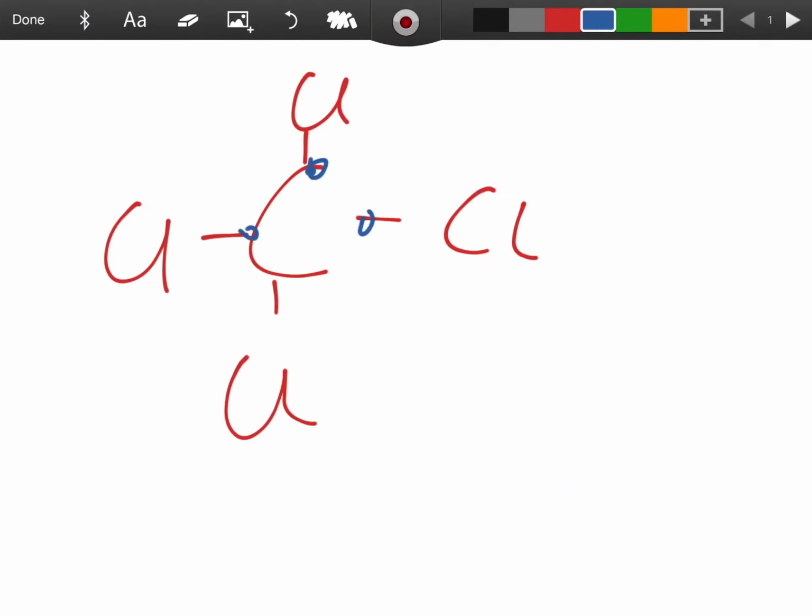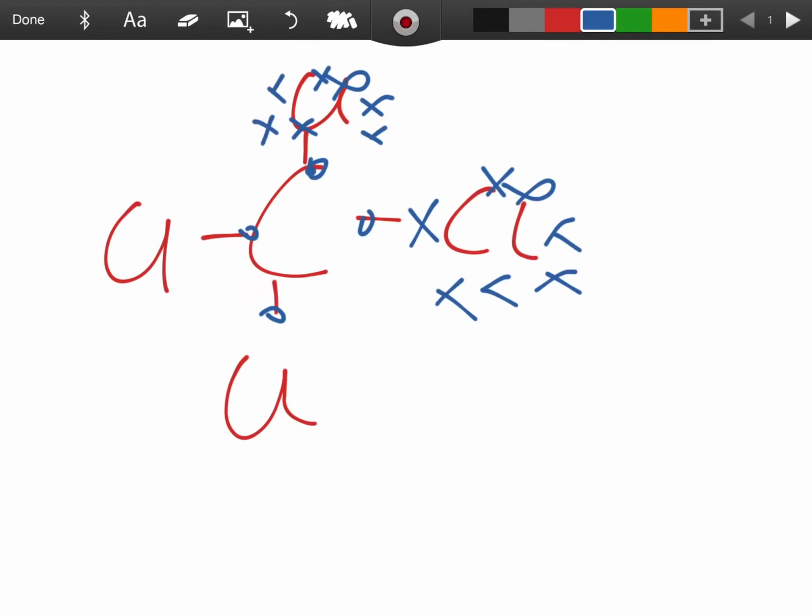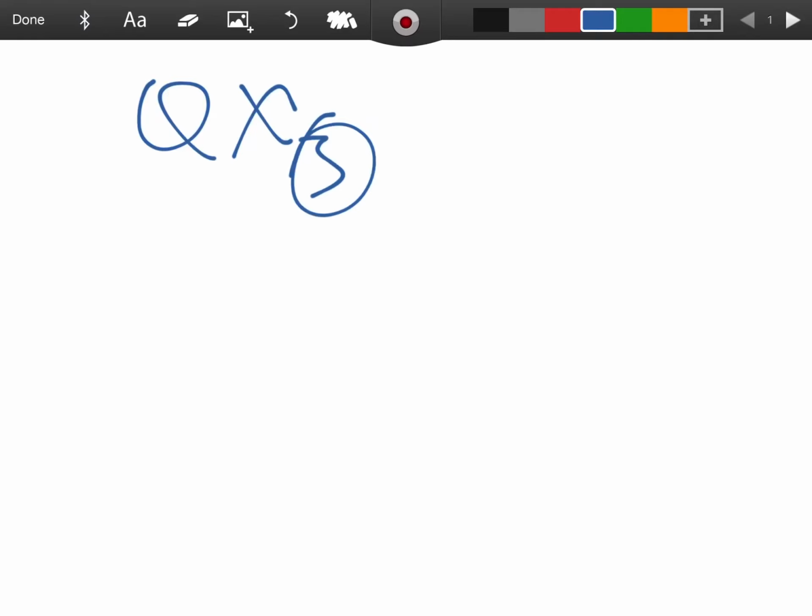And then CCl4, well, carbon is in group 4, so carbon has 4 electrons in its outer shell, 1, 2, 3, 4. 4 bond pairs there would be tetrahedral. Remember again, for the chlorine, always show the 7 electrons around the chlorine there, okay?